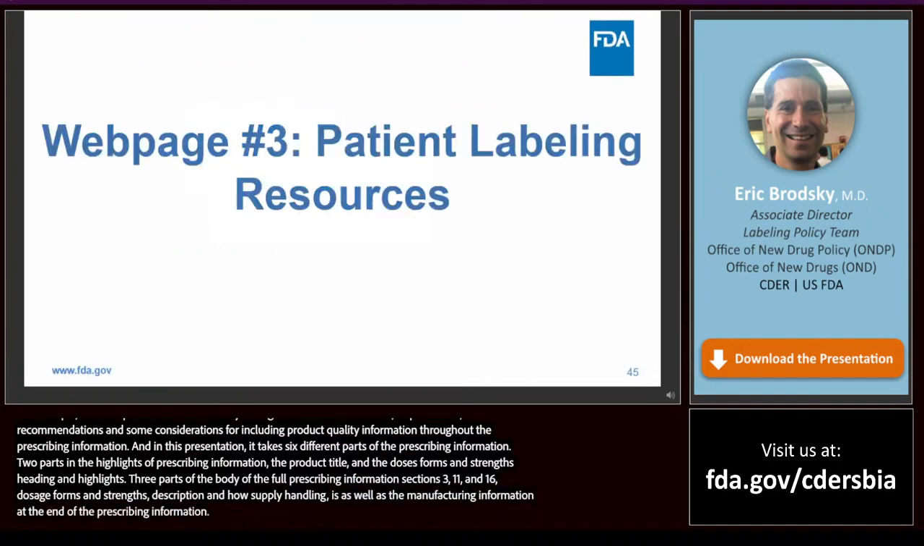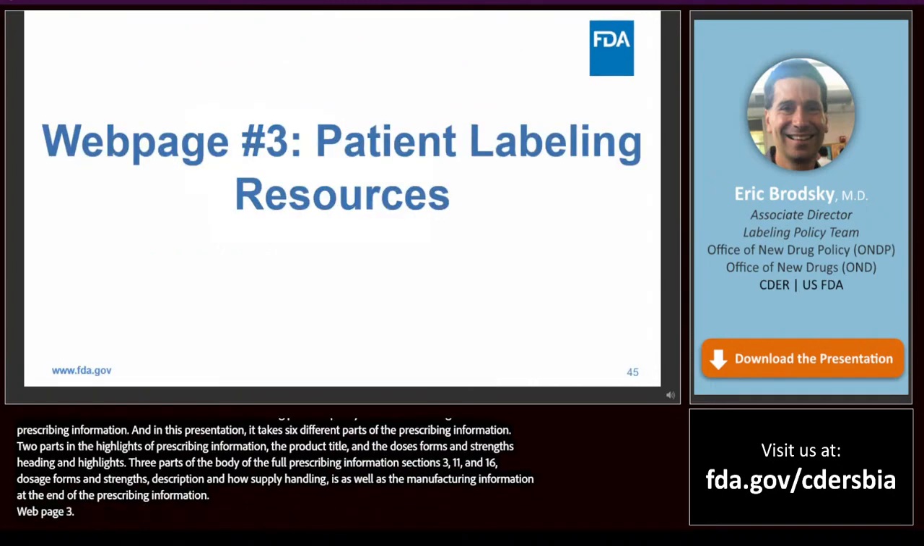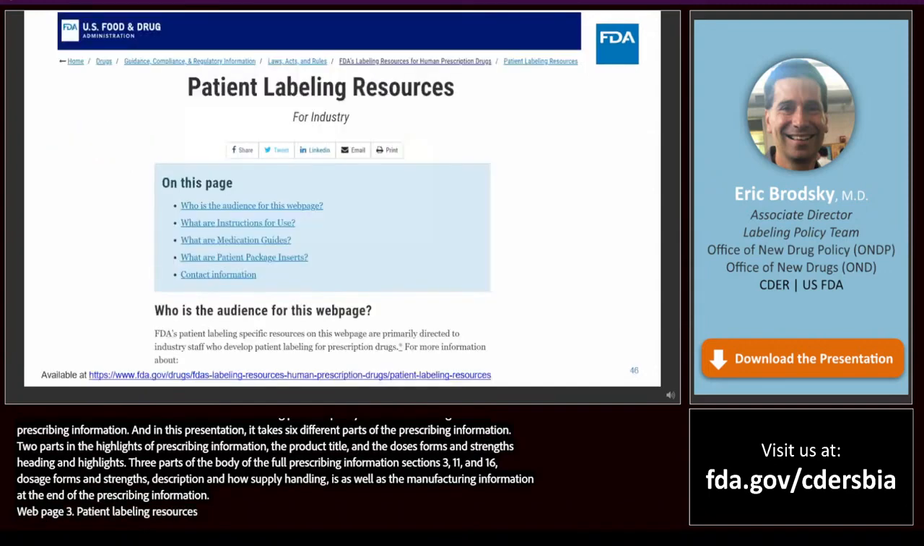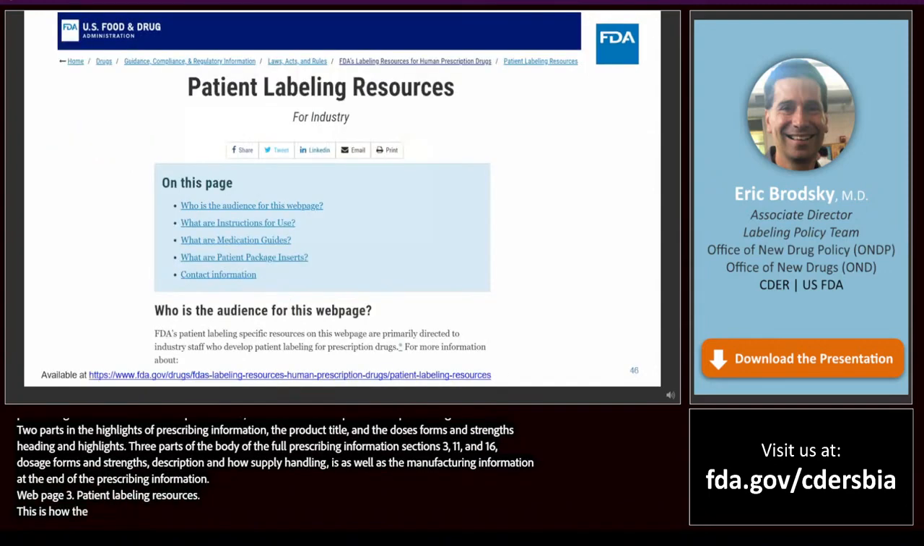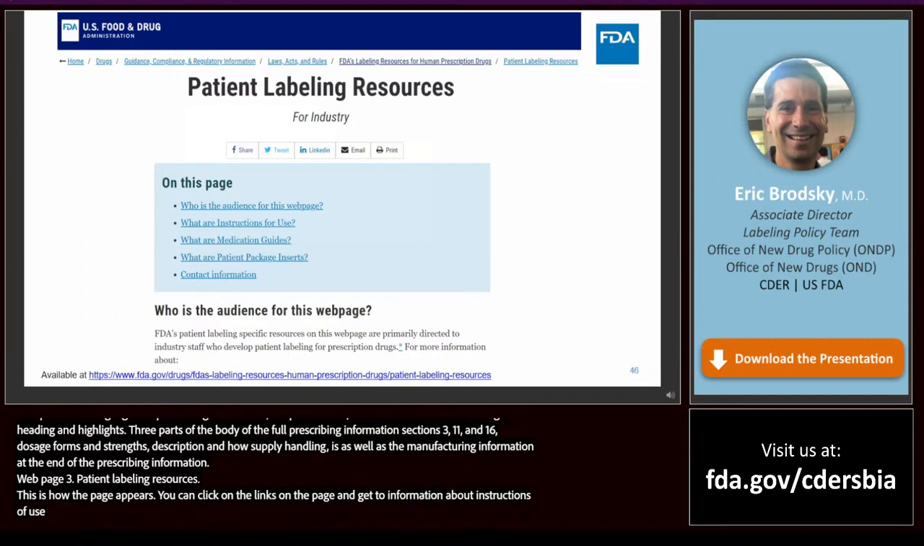Web page 3, patient labeling resources. This is how the page appears. You could click on the links on the page and get to information about instructions for use, medication guides, and patient package inserts. We have a picture of instructions for use, medication guide, as well as a patient package insert.